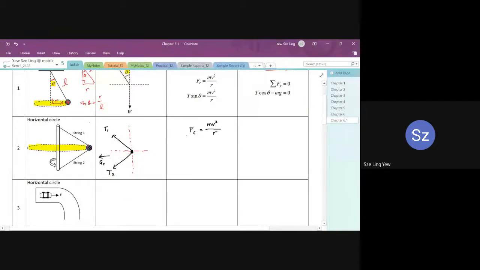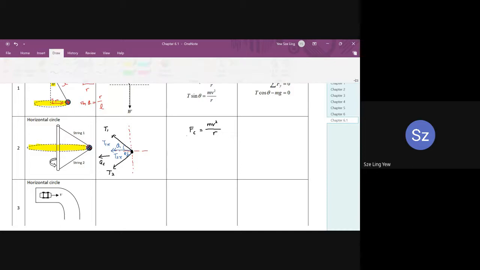So remember, you need to resolve it. What are you going to do here? You will have T1x and also T2x. Let's assume this is my theta 1, this is my theta 2. Now, if both of them have the same angle and the same length of string, then T1 will be equal to T2. Kalau dia bagi kamu string yang sama panjang, angle yang sama, so tensions di string 1 dengan tension di string 2 dia sama. Right? So what are you going to do?